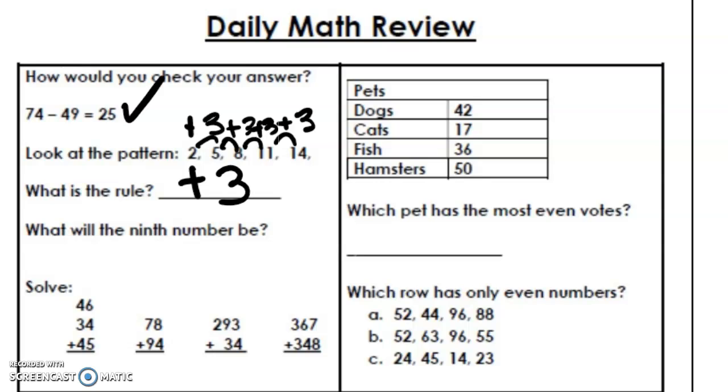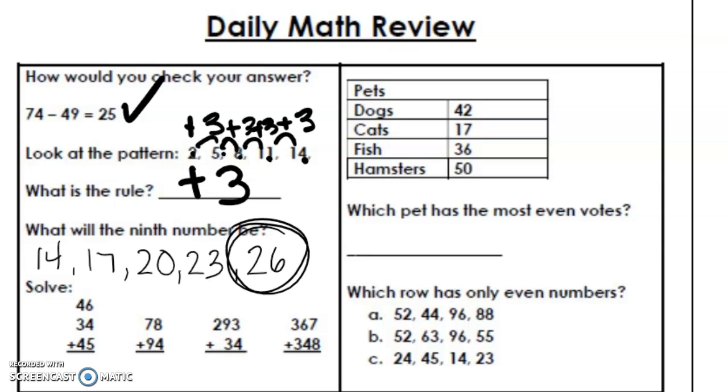Okay, so then they want to know what the 9th number will be. So we have 1, 2, 3, 4, 5 numbers already. So then if, sorry, this pen is still too big. If we're at 14, that's our 5th number, we add 3, we get 17. That's our 6th number. 7th number would be 20, 8th number would be 23, and the 9th number would be 26. So we can circle that because that's our final answer, but we show the work of how we got there.